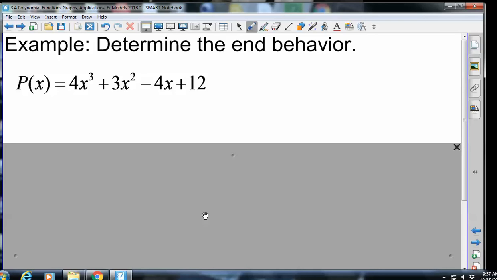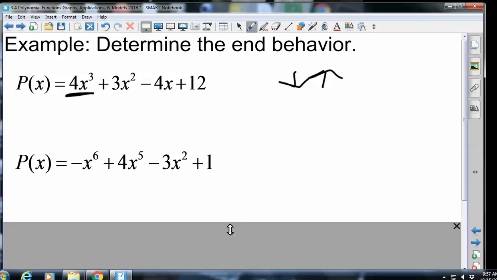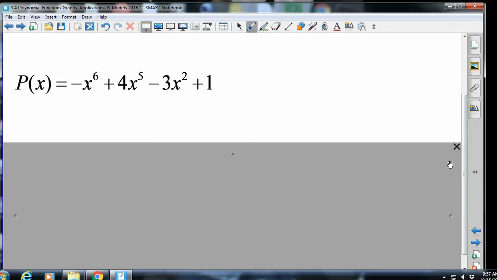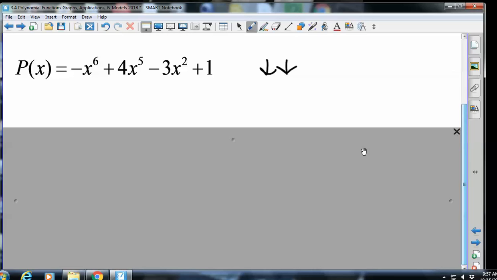If I give you 4x cubed, what are you going to look at in this? We just need this part. It's an odd degree, so that means it's going to look like a chair. Positive coefficient, so it's the normal chair. So what's my end behavior? Down, up. Okay, second one. What's my end behavior going to be? Down. It's an even, so it's a parabola. That means the ends are doing the same thing, but the negative flips them, so it's going to be down, down.